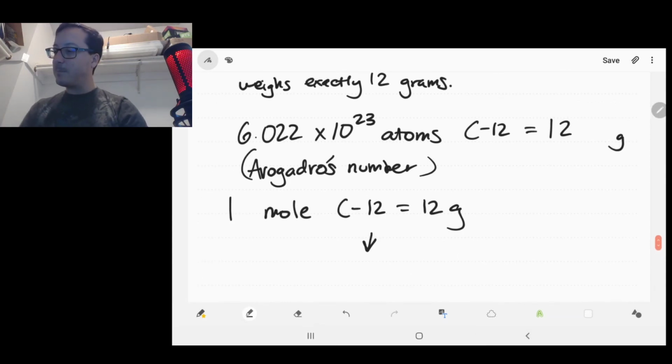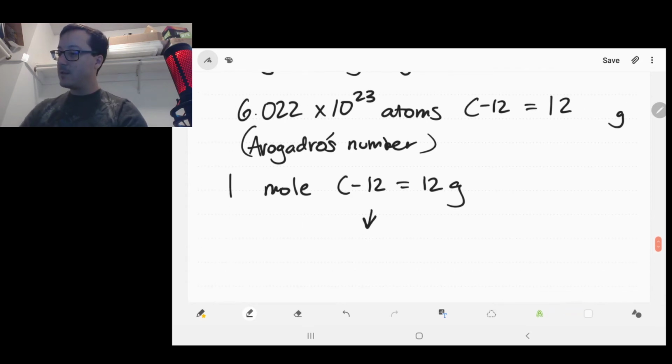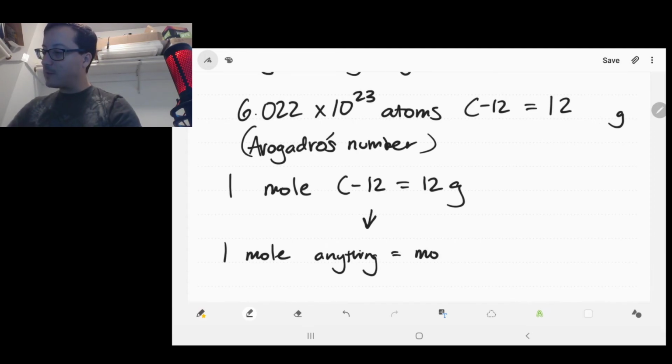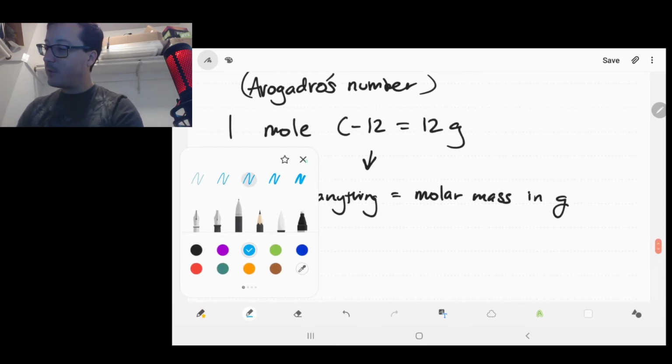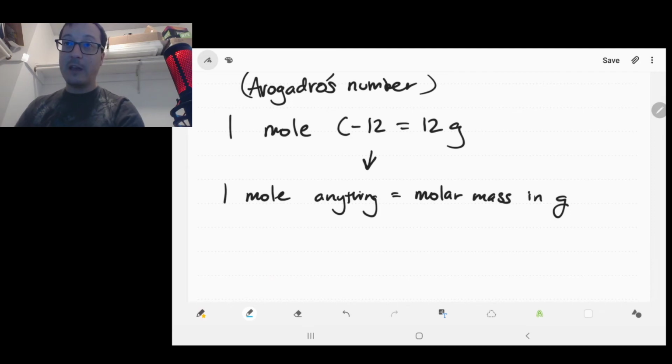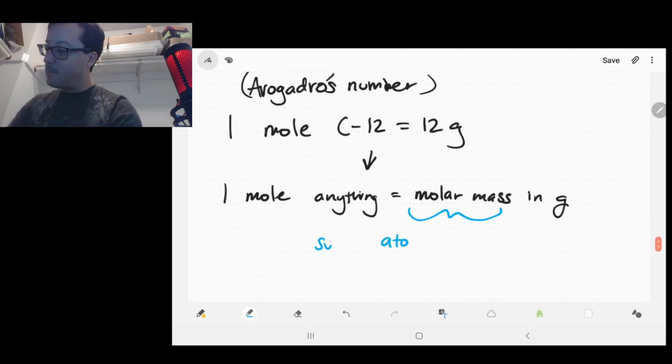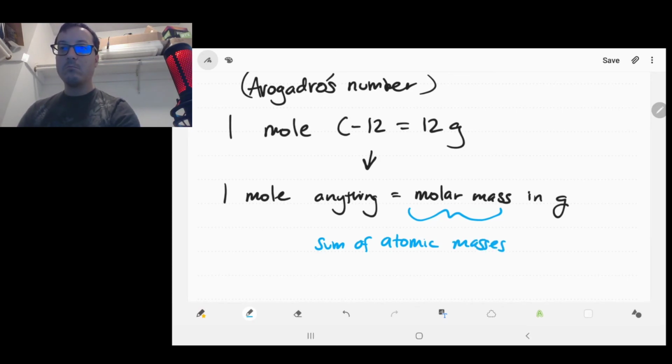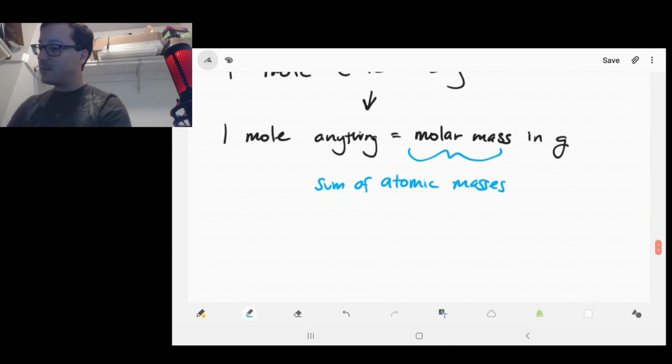We're going to see that we can expand this idea: 1 mole of anything is going to be equal to what's called the molar mass in grams. And the molar mass, since carbon-12 is special, that it would weigh 12 grams, we're going to see that this is going to be the sum of your atomic masses in your compound that you're looking at. Let's take a look at this. What the heck is molar mass?